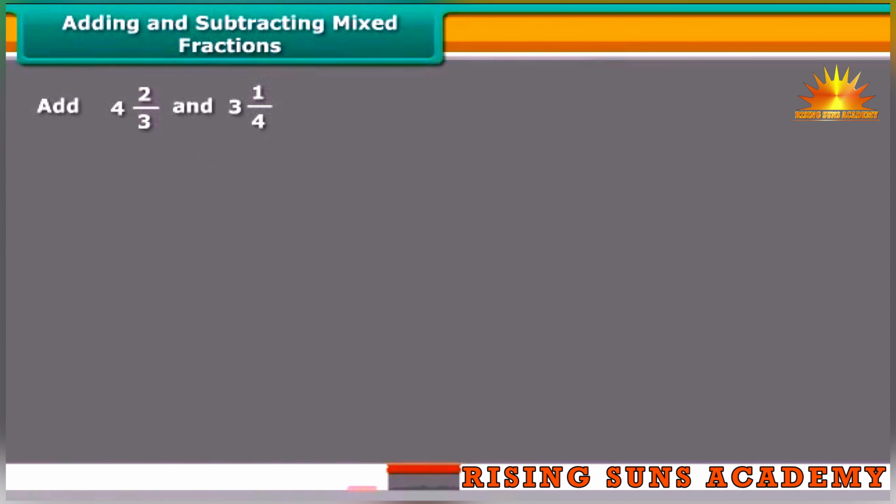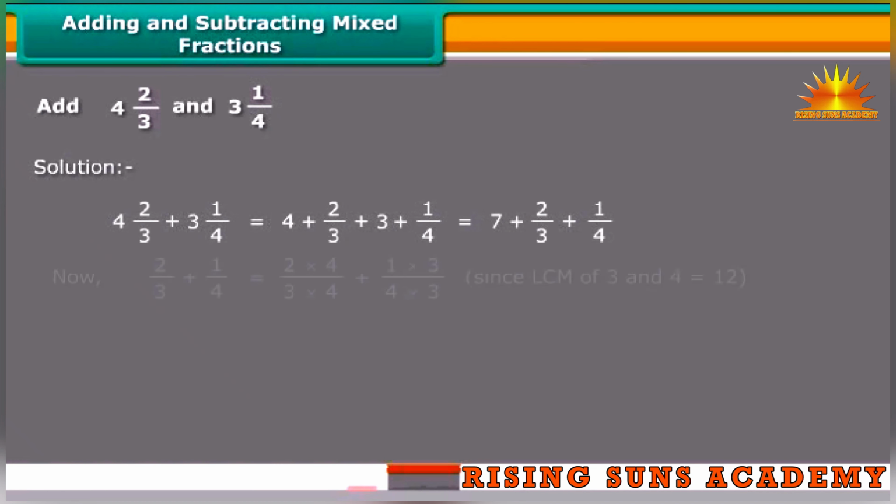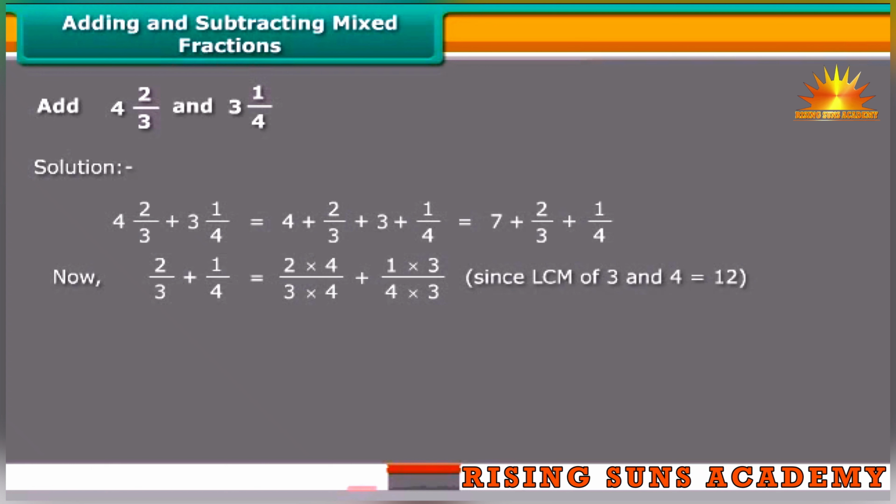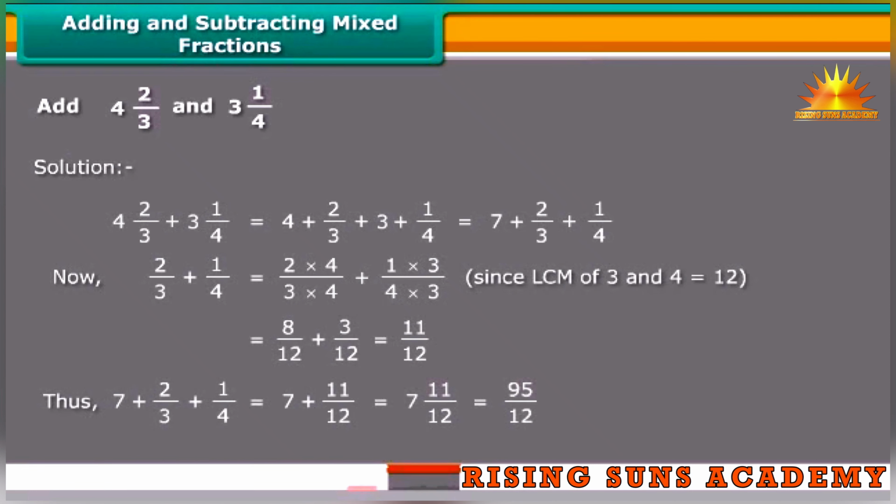Mixed fractions can be written either as a whole part plus a proper fraction or entirely as an improper fraction. One way to add or subtract mixed fractions is to do the operation separately for the whole parts and the fractional parts, and the other way is to write the mixed fractions as improper fractions and then directly add or subtract them.